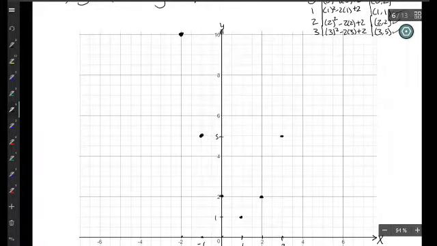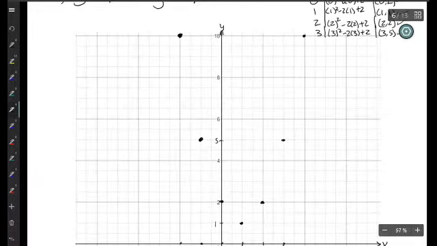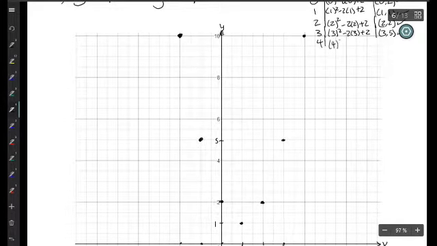And sure enough, if we were to compute 4, we would get 10 as well. Let's just do it. Here's 4. So 4 squared, 16, minus 2 times 4, 16 minus 8, 8. 8 plus 2, 10. So 4, comma 10.